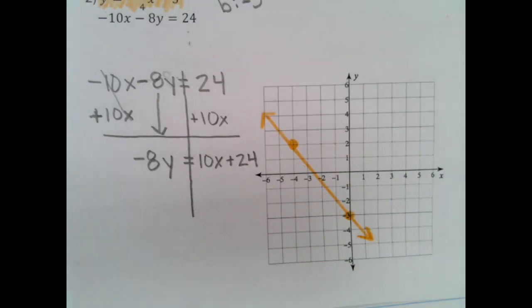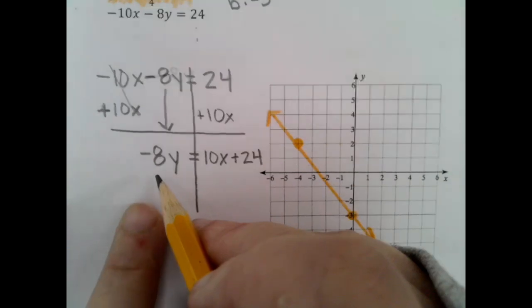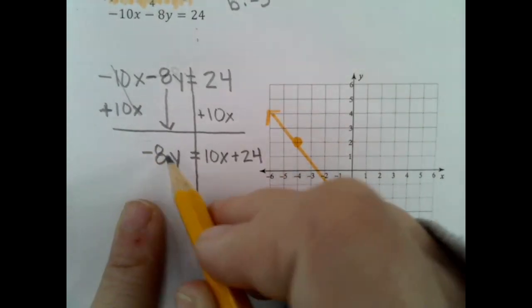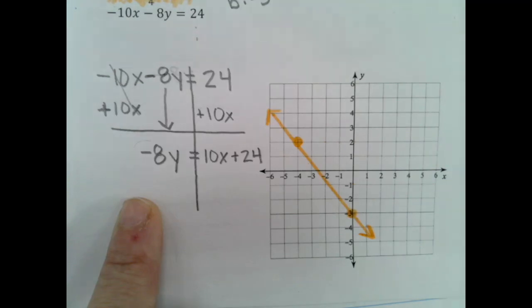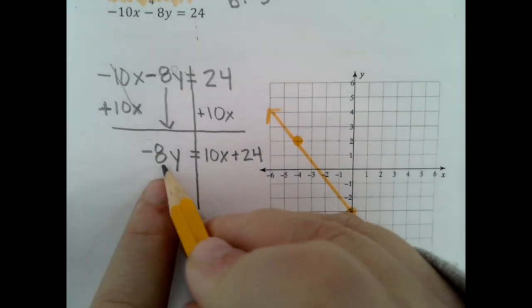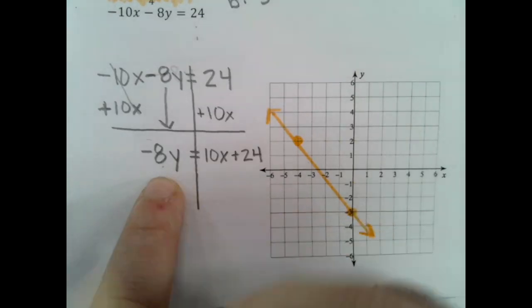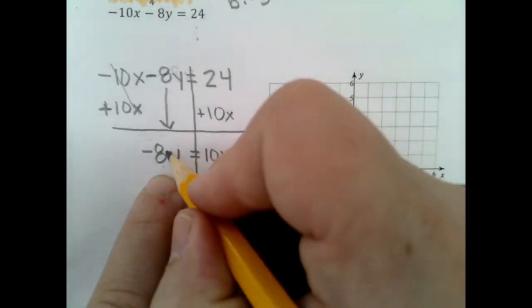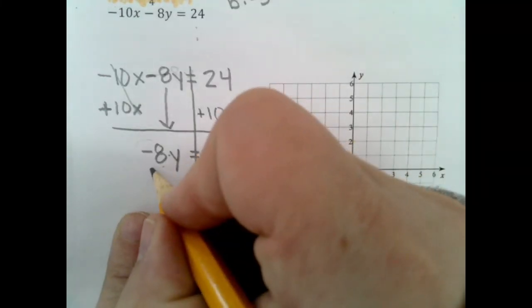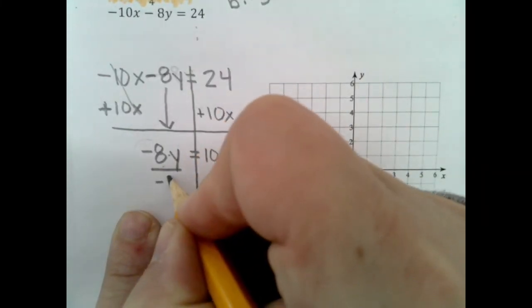Is this a y equals statement yet? Not yet. We got to get rid of that negative 8. This time, to get rid of this negative, are we going to add? No. What's actually happening with the negative 8 and the y when they're touching? Multiplication. Good. So how do we undo multiplication? Division. So we're going to divide by negative 8.